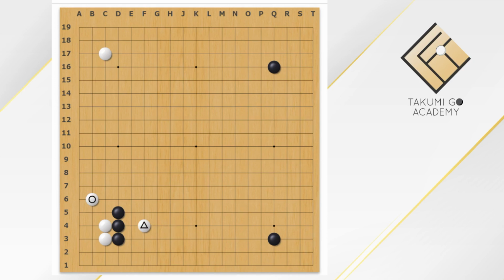And if White tries to play this kind of move, White is trying to start a fight. If Black plays the hane, White may cut here to start a fight. However, Black could simply extend here. The more Black extends, the stranger this move looks. As a result, Black could also be satisfied with the result.